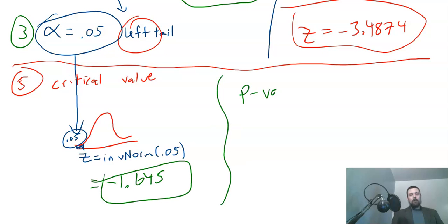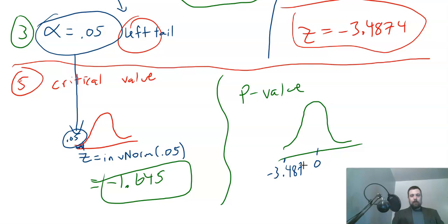For p-value, you will take the test statistic. So again, 0's in the middle. The test statistic is -3.4874, so it's going to be over here in the left tail. We want to find the area to the left because it's a left tail test. We'll use normal CDF to do that.